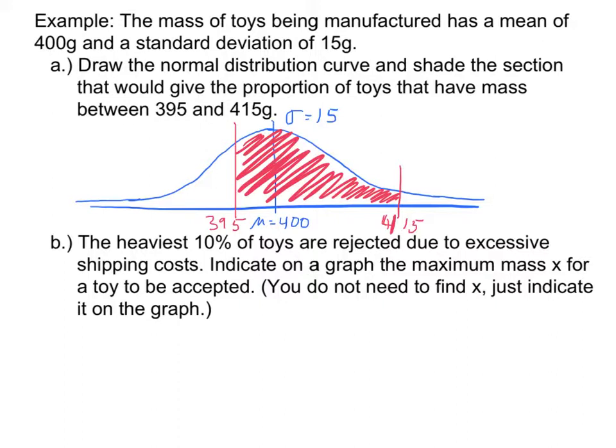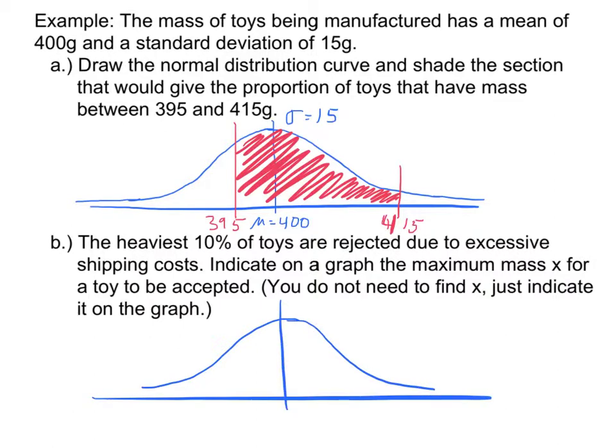Okay. In part B, the heaviest 10% of the toys are rejected due to excessive shipping costs. Indicate on the graph a maximum mass X for the toys to be accepted. Right, so same thing. I'm going to draw the normal curve for this. You draw your bell curve, you put your 400 in the middle of it. This is mu equals 400. You put your standard deviation of 15 on the top, and it says the top 10% of toys.